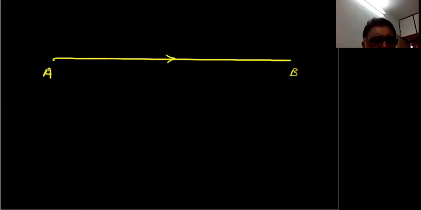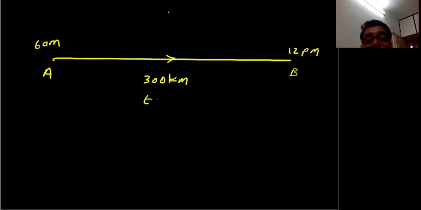Now let's say this car starts from point A and the total distance from point A to point B is 300 kilometers. The person starts at 6 a.m. in the morning and he reaches the destination at 12 p.m. So basically it took him a total traveling time of 6 hours.